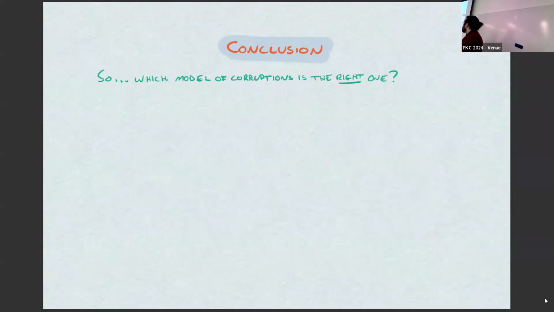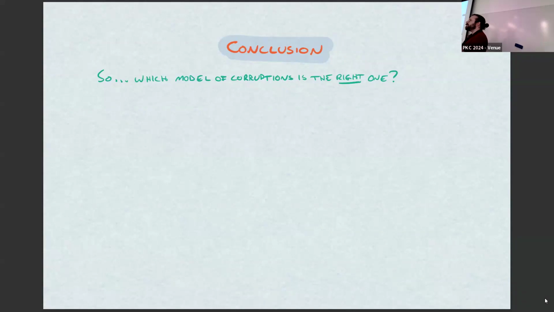All right, so I'm reaching my conclusion. And I would like to comment on which model of corruption is the right one, right? A bit philosophically here. It's a question that is difficult to answer. So we're suggesting that you should look at this in terms of applicability. What do you want to use these notions for?